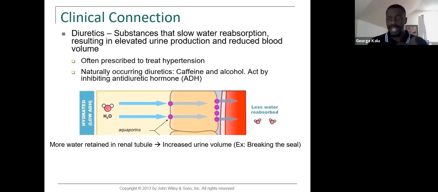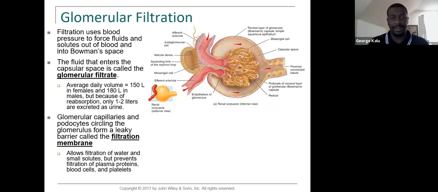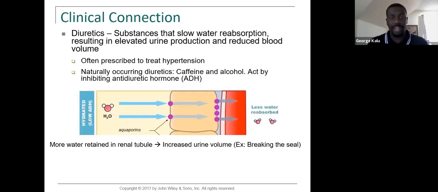Okay? And so it takes a little bit of time because it takes some time for the ADH levels to drop enough. And so that is where we get the process called breaking the seal, okay, where you have an increased urine volume because you've inhibited ADH so much. Okay? So that's how this whole process works here. I think there was something else I wanted to mention, but I think that was it. Okay. So that's how diuretics will typically work.